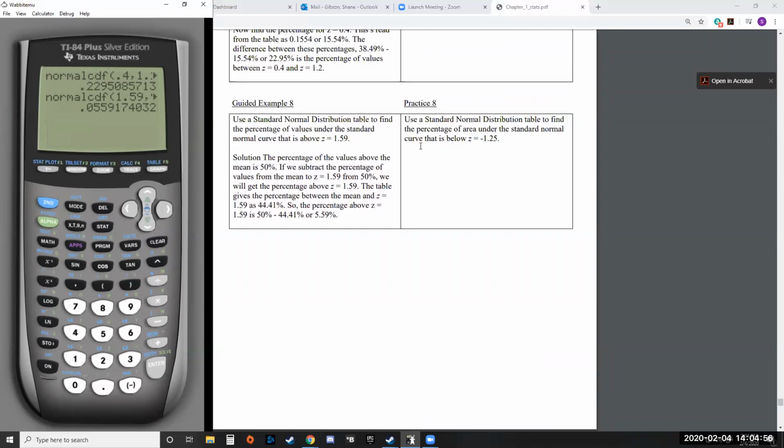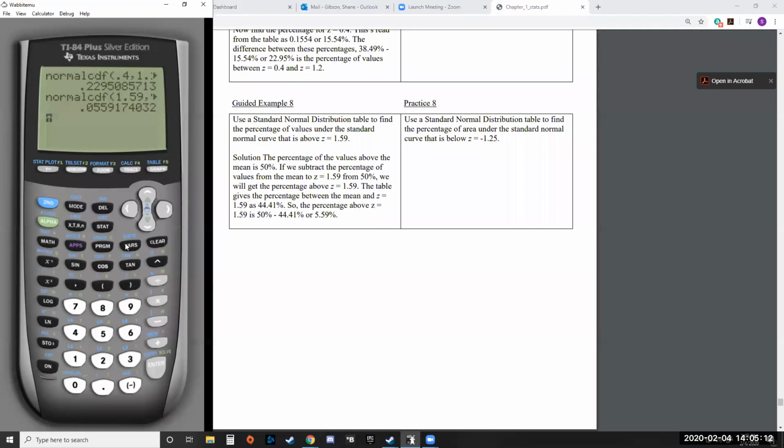Okay, one more example. Let's do practice 8 here. This one says below negative 1.25. So if you draw the curve and you picture it, you have negative 1.25 off to the left, and then we're shading below that, so all the way to the left. This time we would be approaching negative infinity.